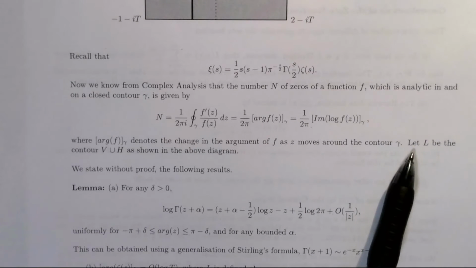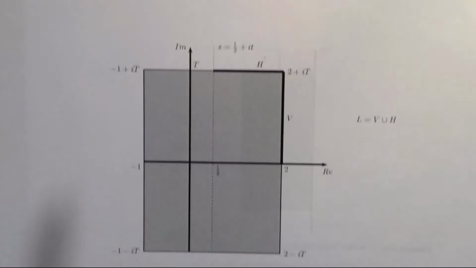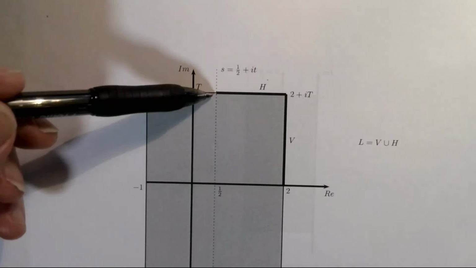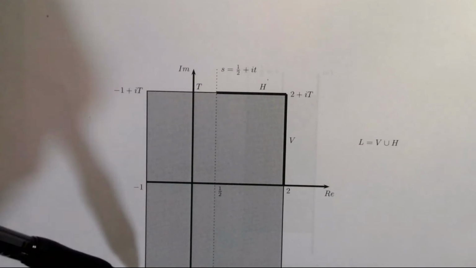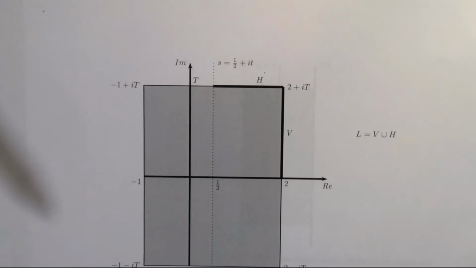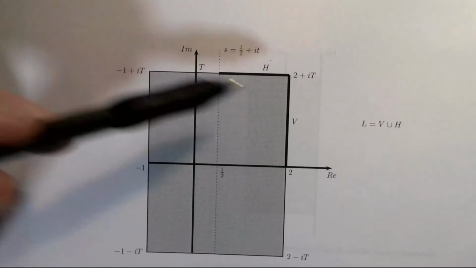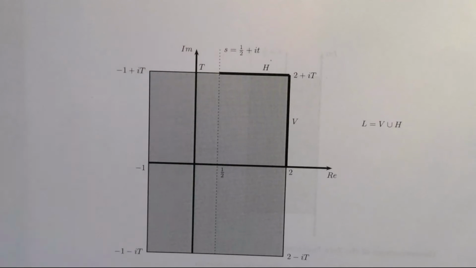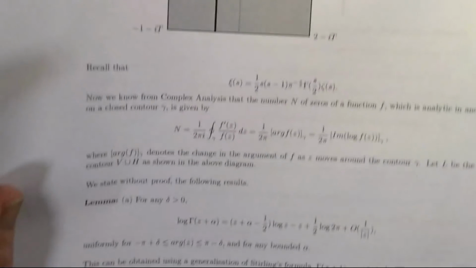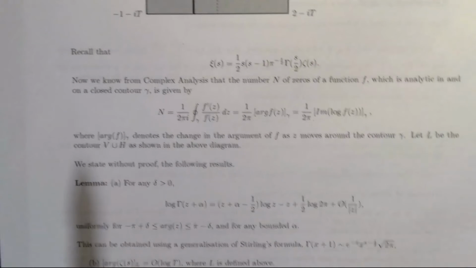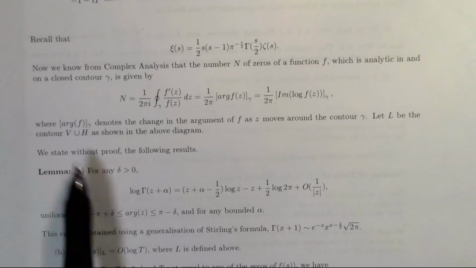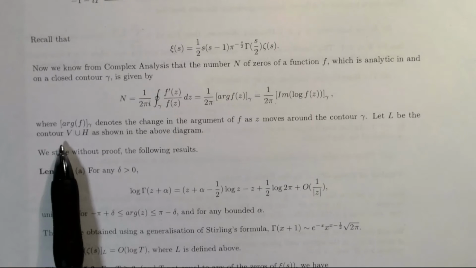So if we let L be this contour that I mentioned before, V union H, this is essentially a quarter of the contour. You've got 4 of these making up the full rectangle here, and this is just going to be 1/4 of that. So that's our notation at the moment, and L is going to be that contour. It's not a closed contour, it's just as you move up along V and then across H.